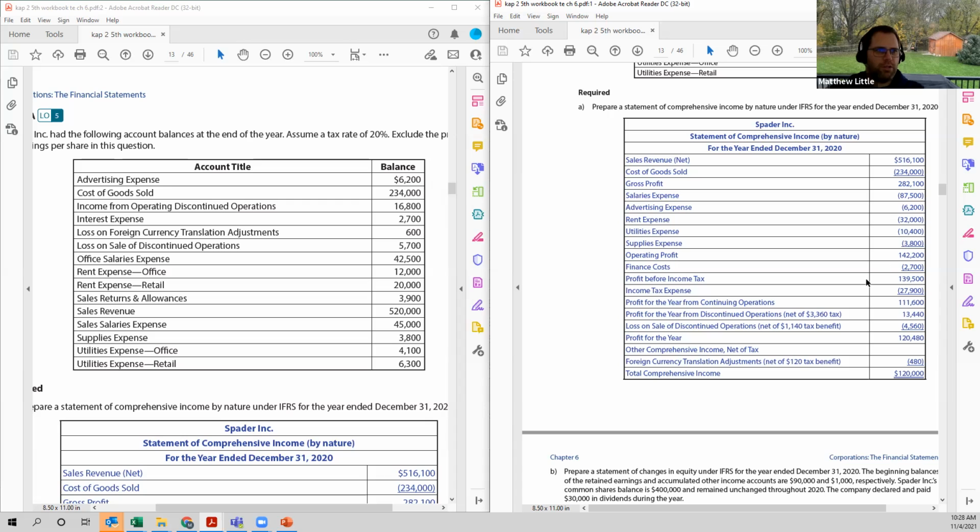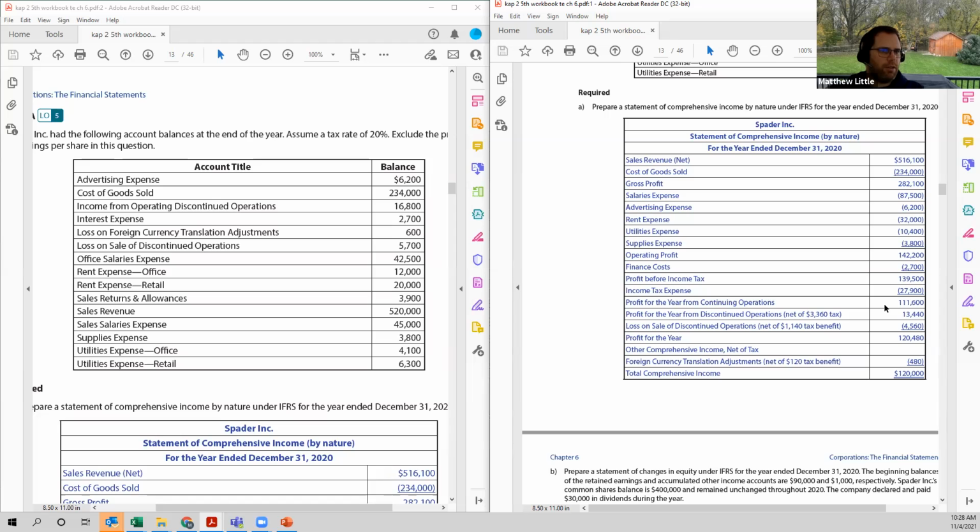Then we move down to interest expense, which in our case we'll call finance costs, 2,700. Then we have a profit before income tax of 139,500. Applying a tax rate of 20% to that would give us income tax expense of 27,900. So the profit for the year from continuing operations is 111,600.